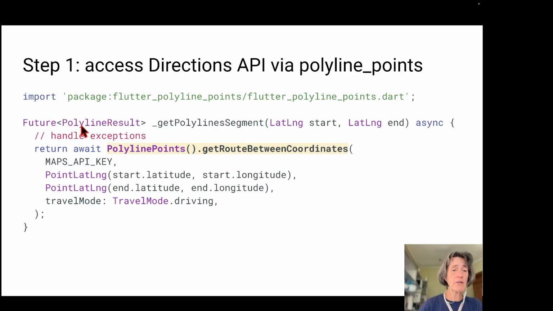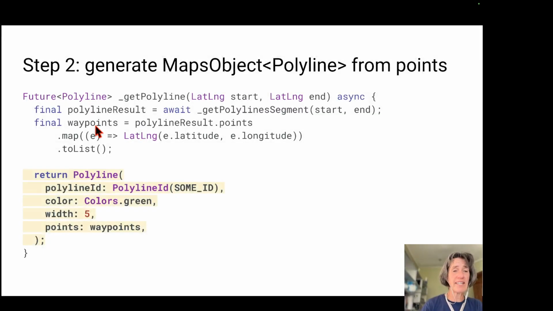And that one returns a polyline result, which is not quite the polyline I need in the end, but it gives me a list of waypoints, basically a list of coordinates. Again, there's a little bit of conversion from one format into the other. In the end, I want to have lat-long, which I'm doing here with this map operation.